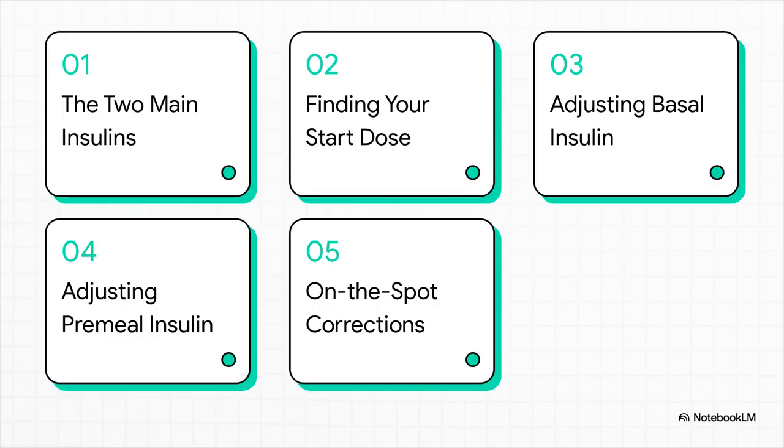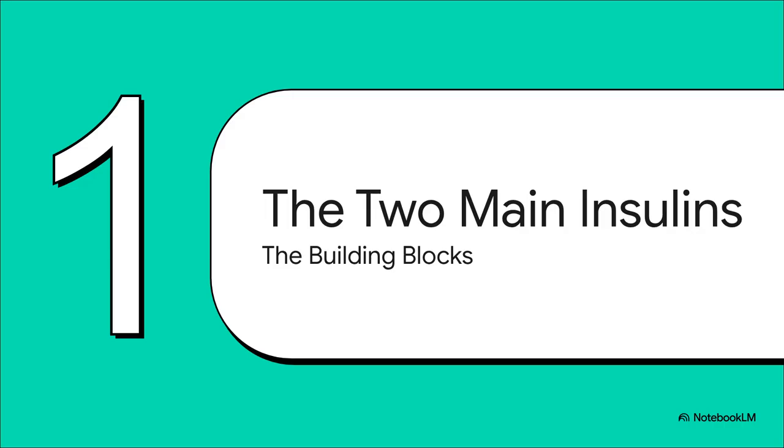We'll start with the two main types of insulin. Figure out your starting dose, then talk about adjusting both your background and your pre-meal insulin. And finally, we'll cover how to make those little on-the-spot corrections. All right, first things first, let's get into the two main types of insulin. You can think of these as the absolute building blocks for your whole strategy.